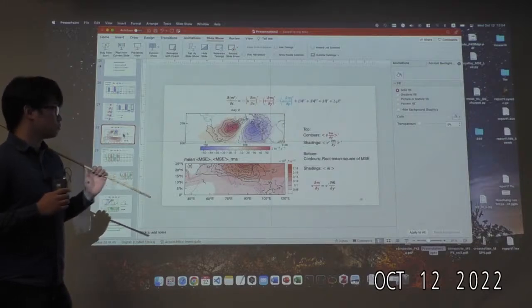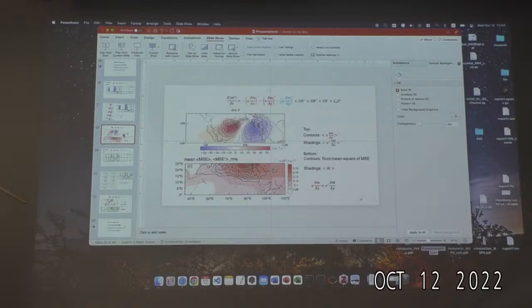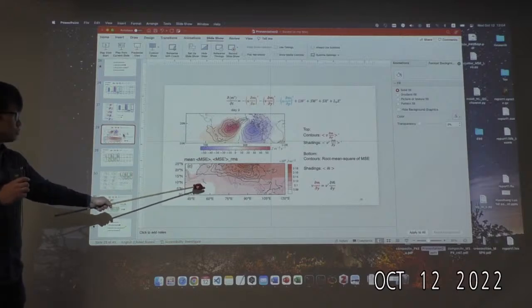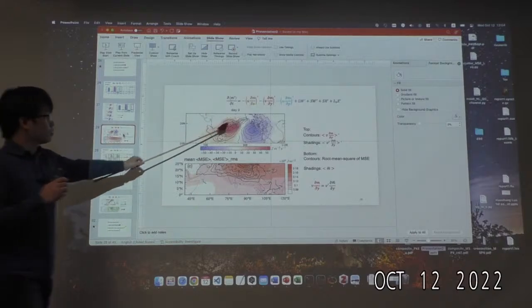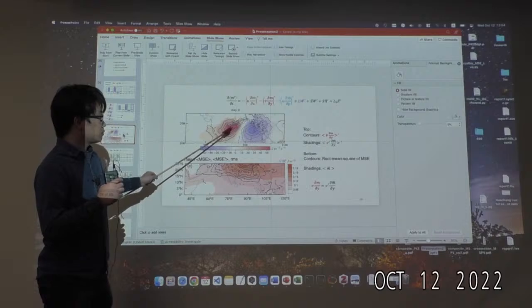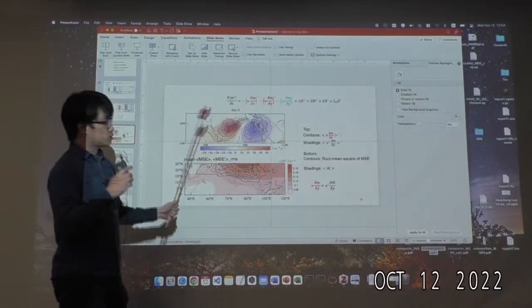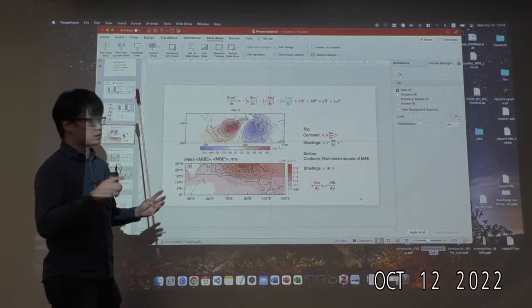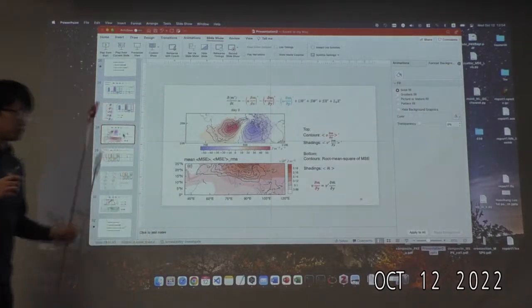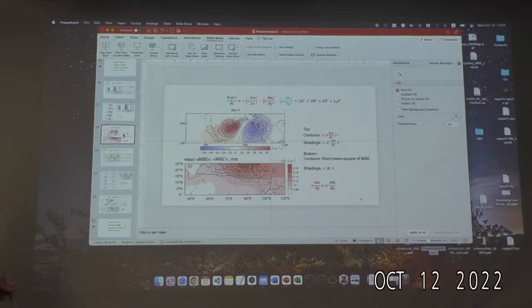And I was just wondering, the contours are the mean flow, right? In the top panel? No, the contours are the meridional vector of MSE, the total. It's the sum of the mean and anomalies. Okay, makes sense.